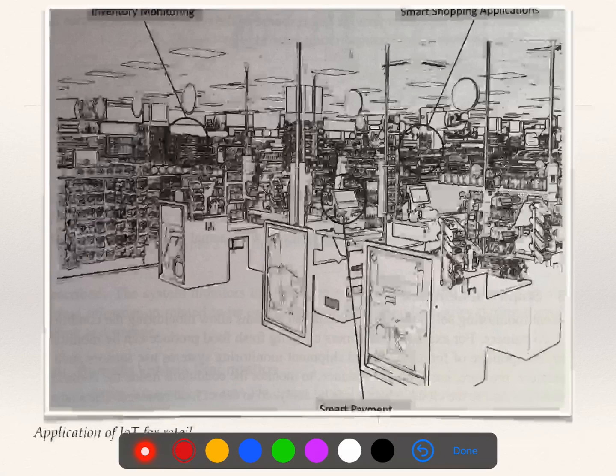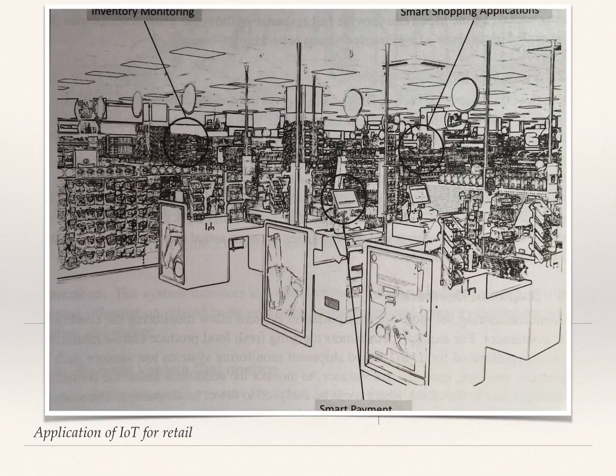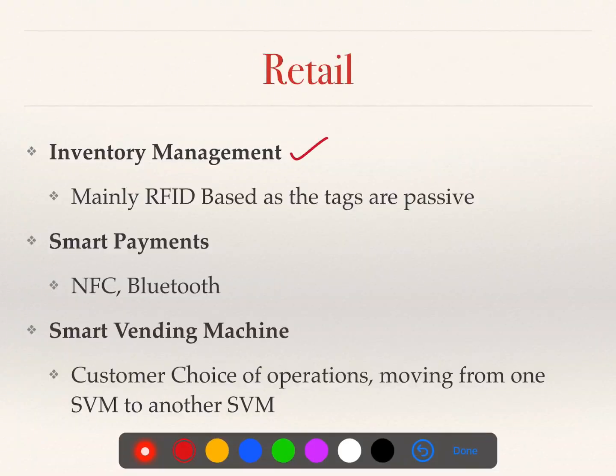So the next thing is the retail industry. How does IoT play a major role in the retail industry? The retail industry is gearing up like anything in the entire world. So how is retail being shaped by IoT? One thing is inventory management, smart payments, and smart vending machines. So these are the three things.